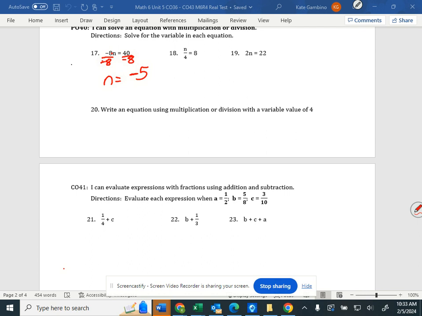N divided by 4, the opposite of dividing is multiplying by 4. So we got 4 over 4, we're left with n. 8 times 4 is 32. Then we have 2 times n, so we want to divide by 2. 2 divided by 2 is my 1. 22 divided by 2 is 11.